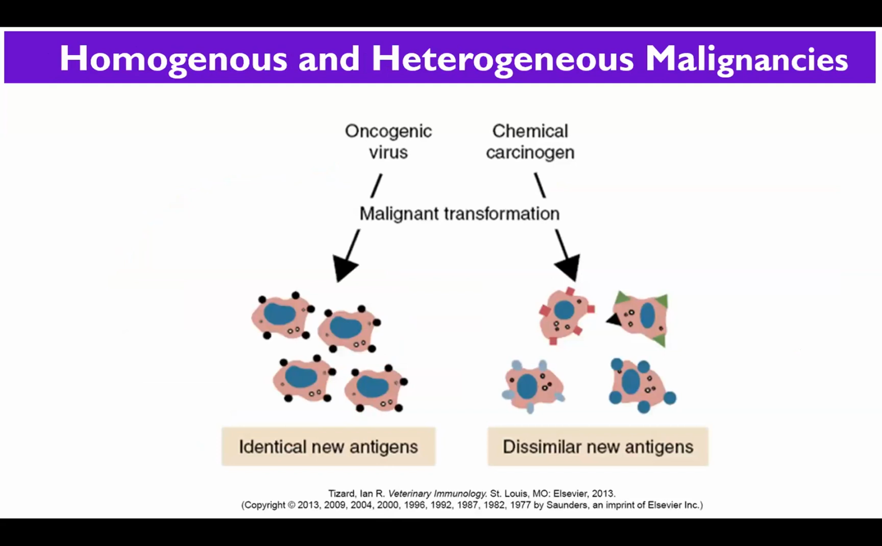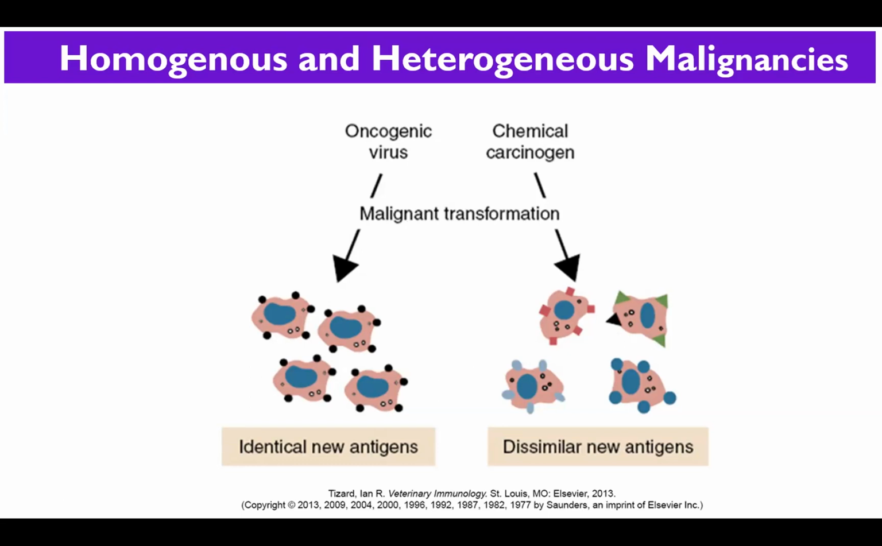you can categorize malignancies in 2 ways. The first one here is what you can call malignant transformation, which ends up resulting in either homogeneous or heterogeneous malignancies. How do those arise? Typically, oncogenic viruses end up driving the formation of homogeneous malignancies.